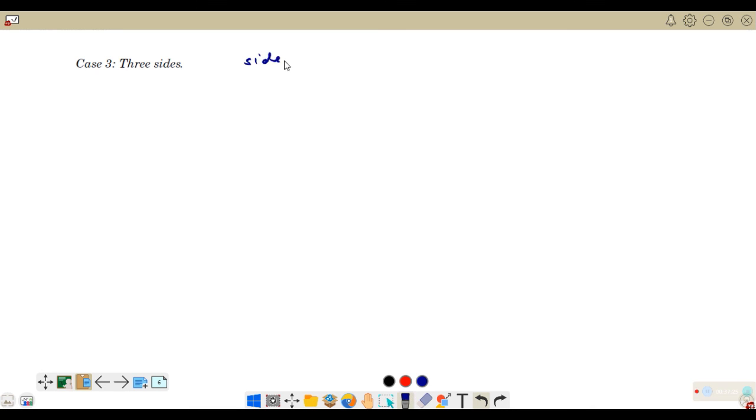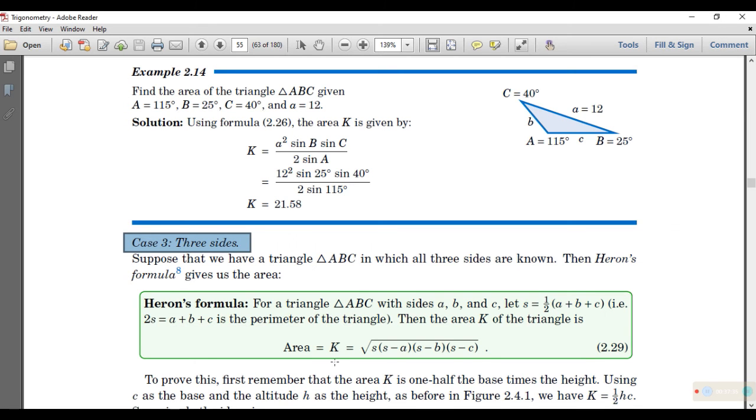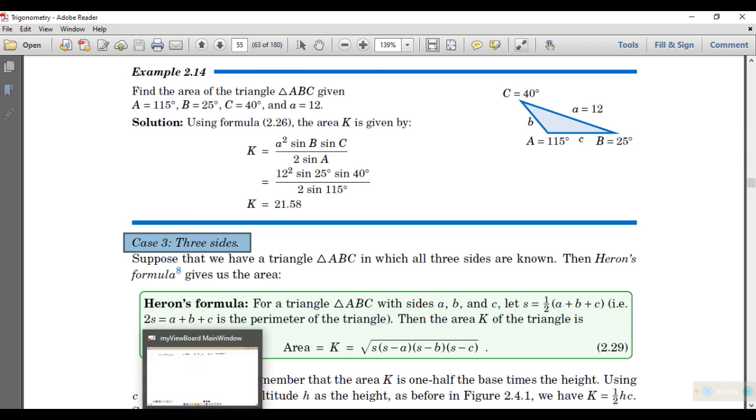So, sides A, B, C are known. So, isa lang ang gagamitin natin for the value of the area K. Isa lang po ang formula dyan. It is equal to S times S minus A times S minus B times S minus C. Now, the question is, what is S? So, ang S po ay 1/2 times the sum of A, B, and C.